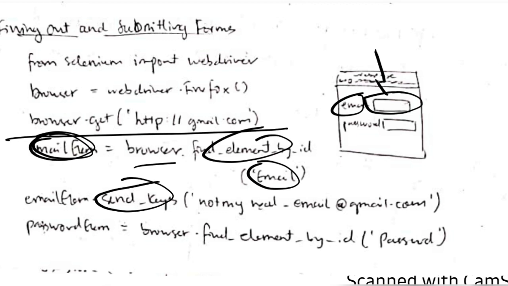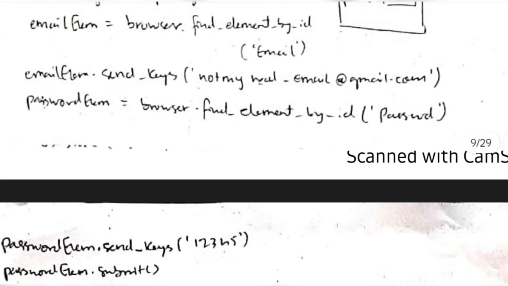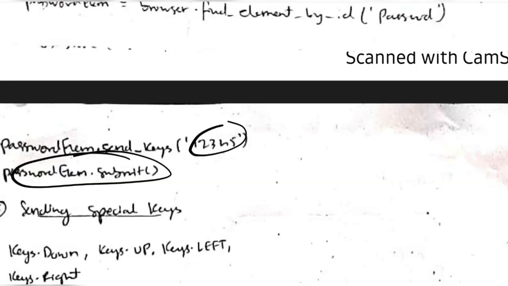Sending keys means what here, my email which we are sending here. And after that, the password element also, first we are selecting the element.